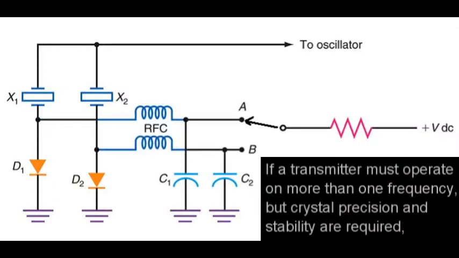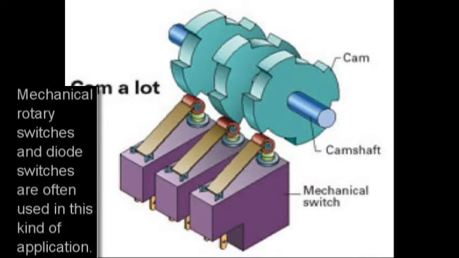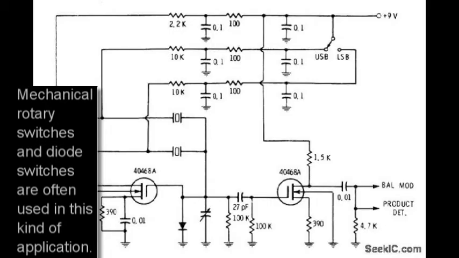If the transmitter must operate on more than one frequency, but crystal precision and stability are required, multiple crystals can be used, and the desired one switched on. Mechanical rotary switches and diode switches are often used in this kind of application. Diode switching is fast and reliable.